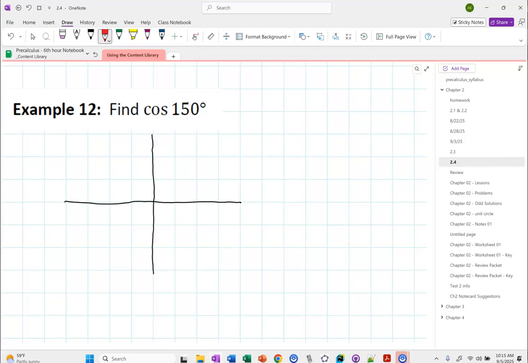And the critical piece of this is making sure the terminal side is in the correct quadrant. If your picture is close, that's going to be good enough, but the terminal side has to be in the right quadrant.